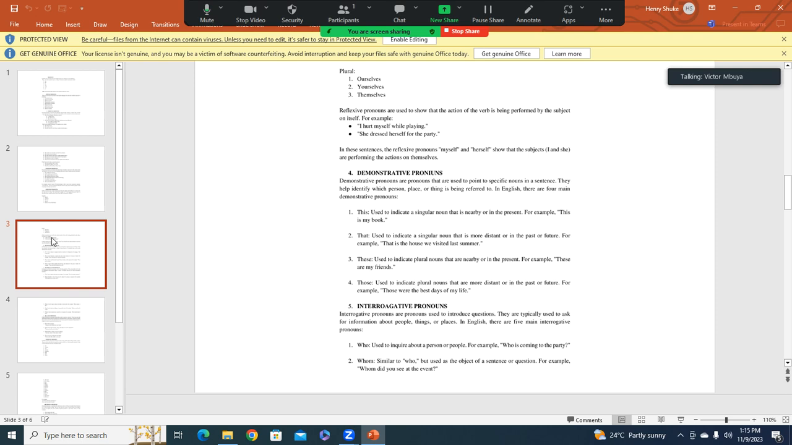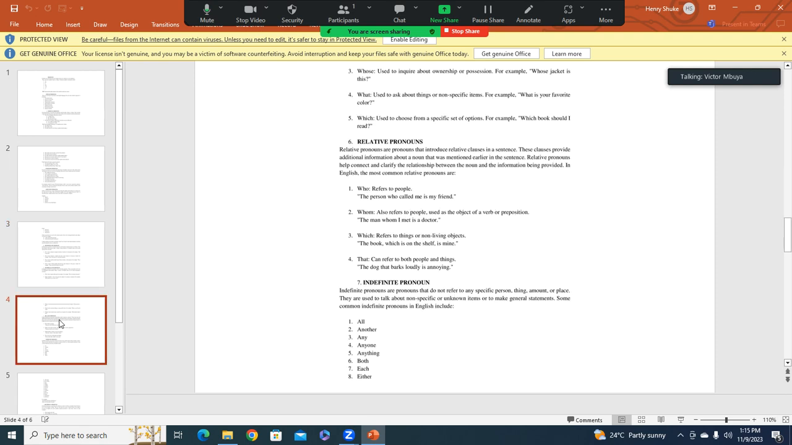Number 1, we have who. Who is used to inquire about a person or people. For example, who is coming to the party. Secondly, we have whom. Whom, similar to who, but used as the object of a sentence or question. For example, whom did you see at the event?